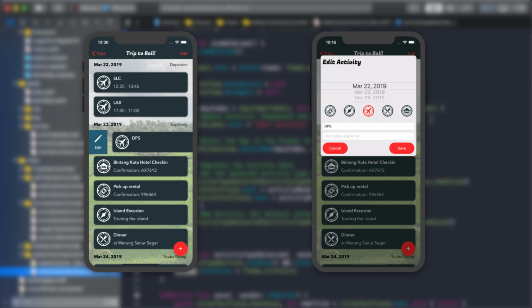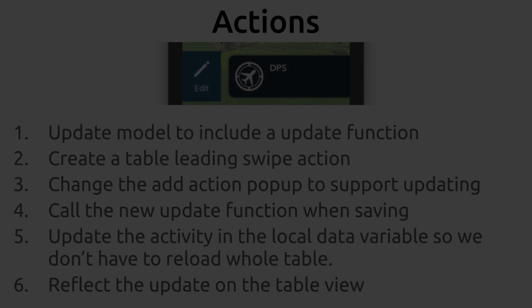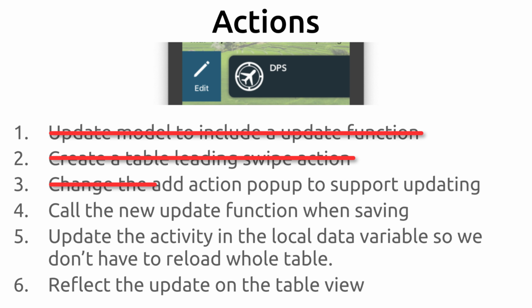Okay, so that part is working. We're effectively taking the activity, we're bringing it into the pop-up, and we're populating the pop-up with all of the existing values of that activity. So number 3 is done. We can cross that one off our list. So let's take a look at number 4 when they save the new activities data.